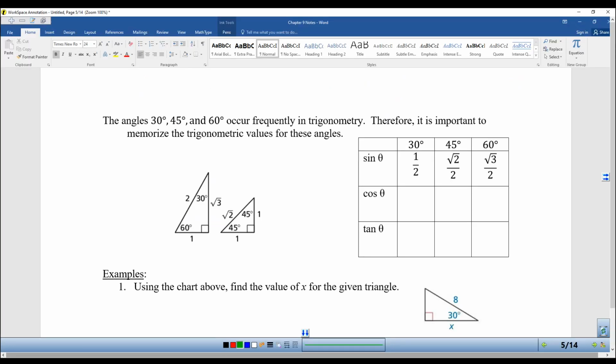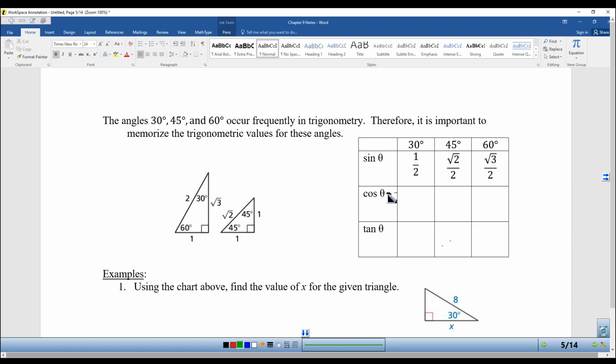So 3 angles, 30, 45, and 60, occur really frequently in trigonometry. Therefore, it's important to memorize the trigonometric values for those angles. And notice, like I said, we're only going to learn sine, cosine, and tangent. The other 3 are just the flips. So for sine, it's 1 over 2, the square root of 2 over 2, and the square root of 3 over 2. Now, you can look at the triangles to get all these answers, but I'm just going to show you something kind of cool.